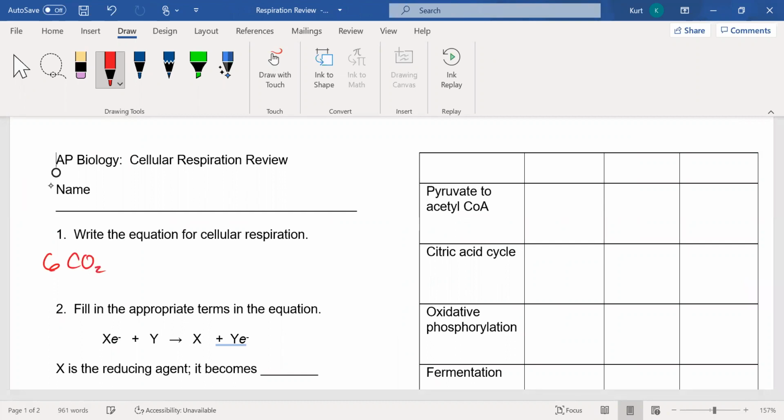6 moles of CO2 react with 6 moles of, I am doing photosynthesis. My bad. 1 mole of glucose plus 6 moles of oxygen yield 6 moles of CO2, 6 moles of H2O, and ATP. You don't necessarily have to say 38 ATP. ATP will be fine.